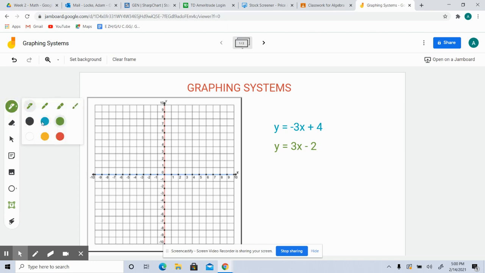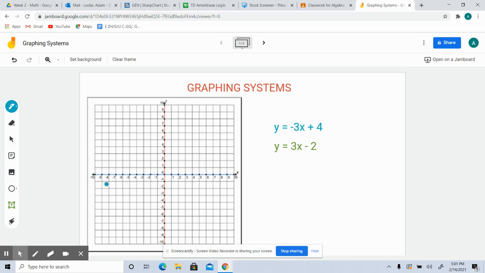With a system of equations, you're going to get three different options. One, you're going to get a line on top of a line, meaning they have the exact same y-intercept and the exact same slope. They'll intersect at every single possible point, meaning there are infinite answers.